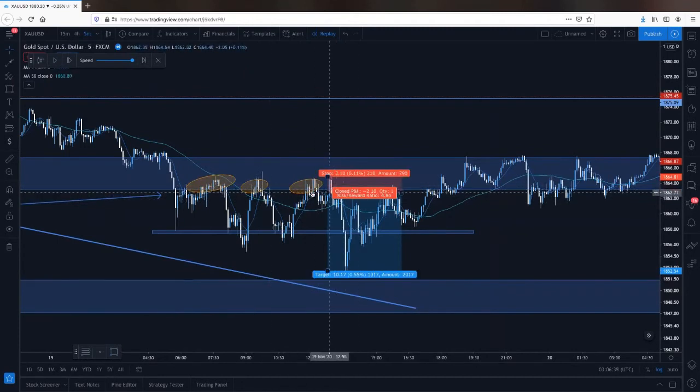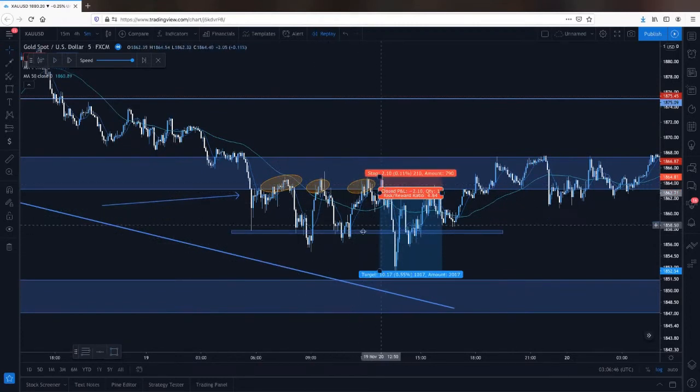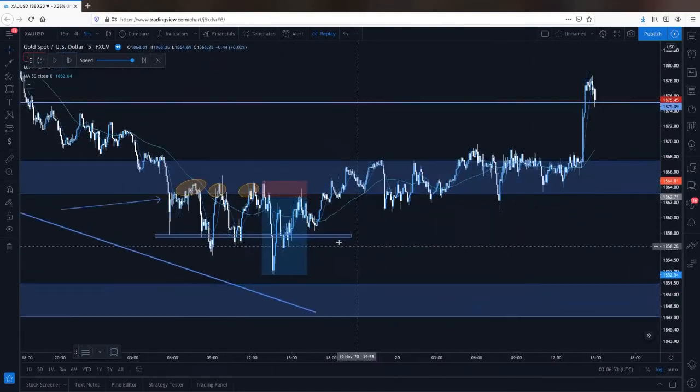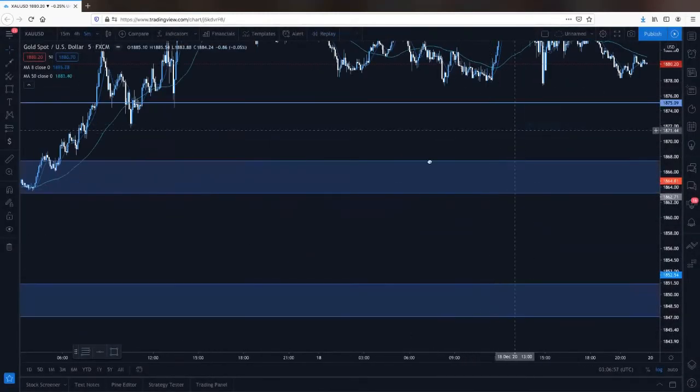1, 2, 3, 4. Fourth touch. The breakout happened here. The retest. 1, 2, 3, 4. Fourth touch. 100 pip move. It's that simple. Let's see what else we got.